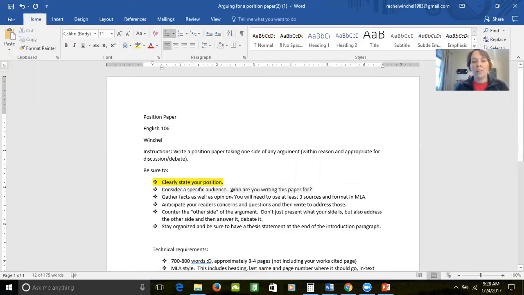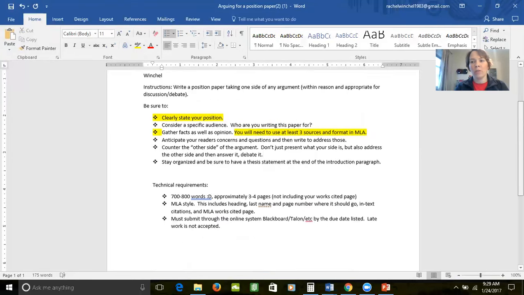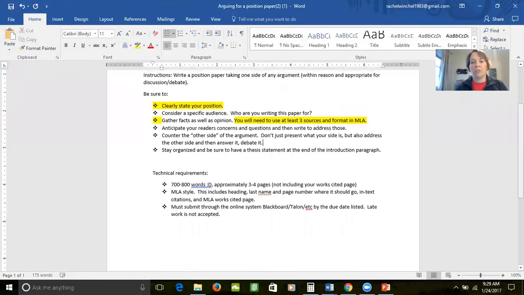You are going to need to get at least 3 sources and format in MLA, okay? That shouldn't be anything super new, but we are going to cover it probably next week just to make sure we're all doing it right. Consider what the other concerns and questions are of the reader and then write to address those.